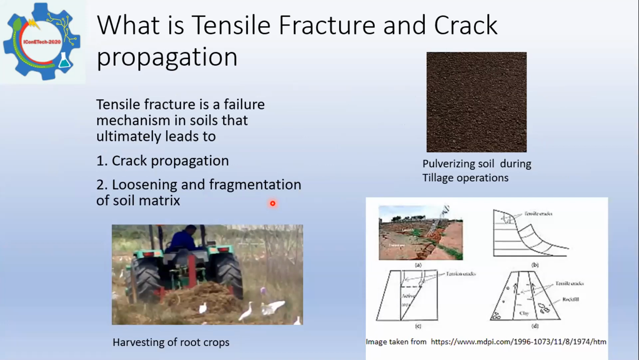Tensile fracture and crack propagation is a failure mechanism in soils that can lead to crack propagation and loosening and fragmentation of soil matrix. It has application, as said, in the pulverization of soil during tillage operations, as well as the harvesting of root crops, or in landslips.